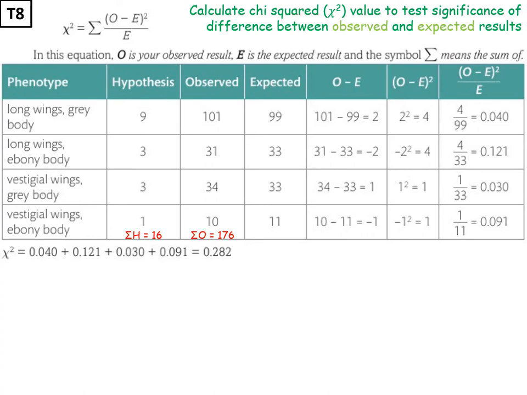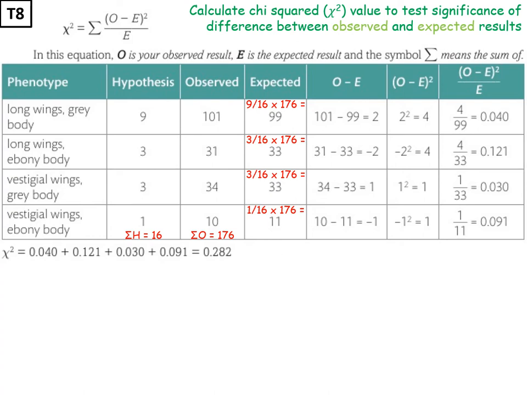And then using the ratios, we know that 9 out of 16 should be the dominant. So 9/16 of the 176 is 99. That is what is expected. 3/16 of the 176, which is 33. And we've also got, again, 3/16 of the 176, 33 for that phenotype. And the last one, for the recessive alleles for both characteristics, there should only be 1 out of 16. And since the total is 176 organisms that are being observed, it would be 1/16 of 176, which is 11.